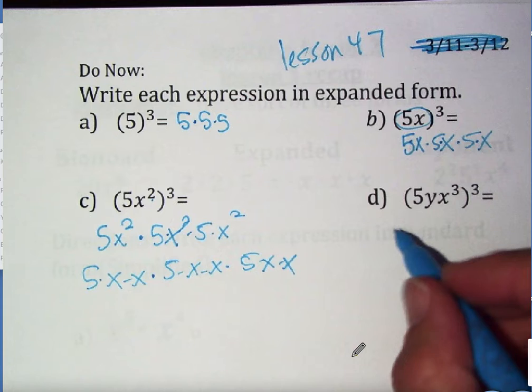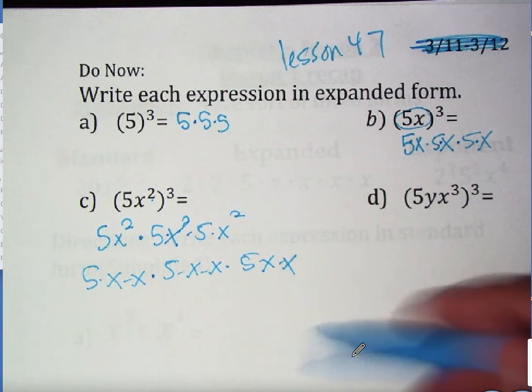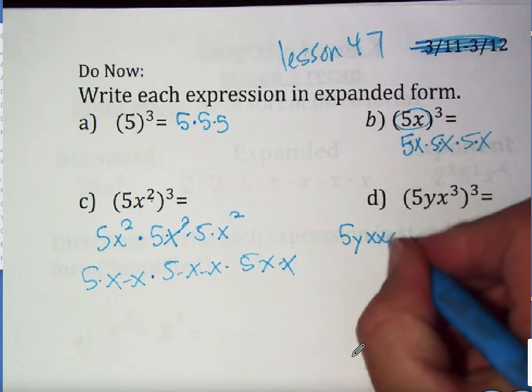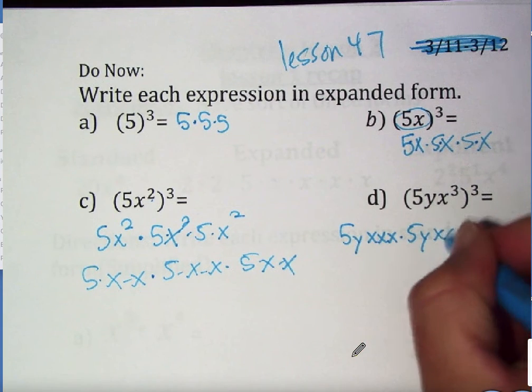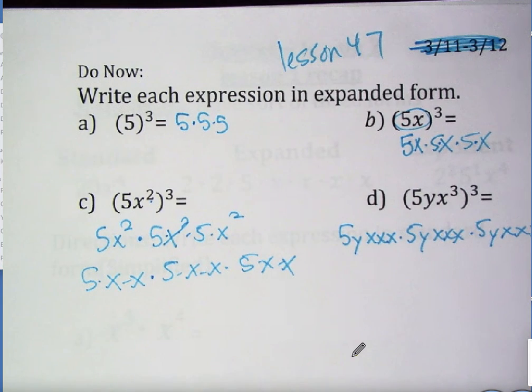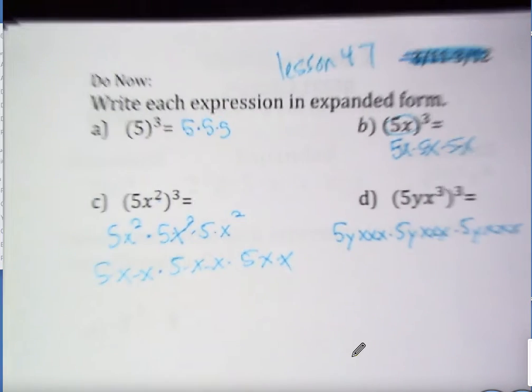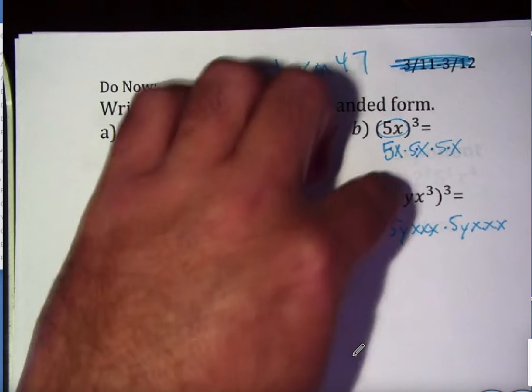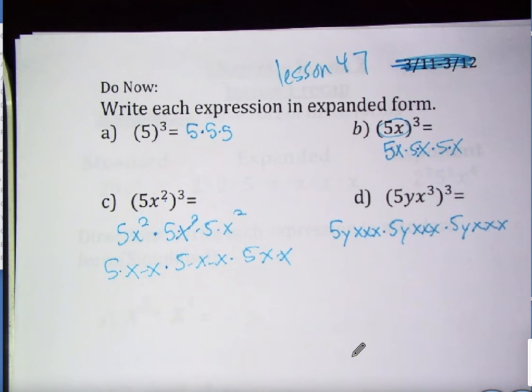The next one, maybe you feel better about it now we just did those. So what would that be? There we go. I didn't resort it by the type they are, but there we go. We have 5y x x times 5y x x times 5y x x. Just need 3 copies of this thing, which looks like that. Cool.